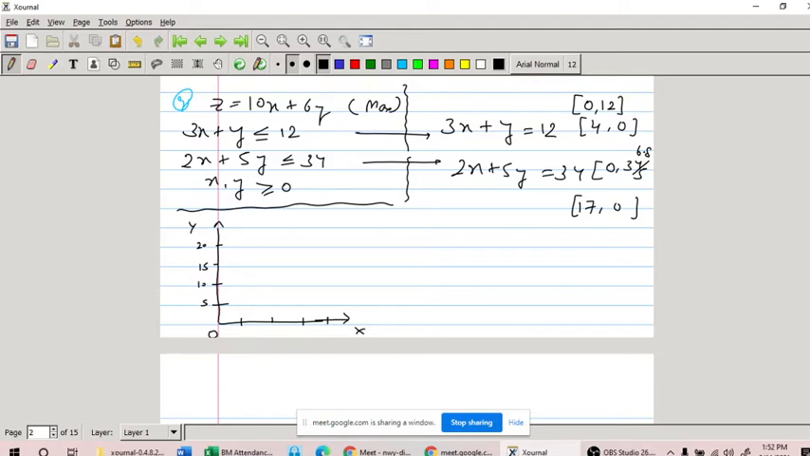Now plot the first equation. When x is 0, y is 12. So 12 is somewhere at this point. When x is 4 at this point, then this becomes your first constraint. This is your first constraint. So let me rewrite it. Let me try to be more precise and use some more ICT.